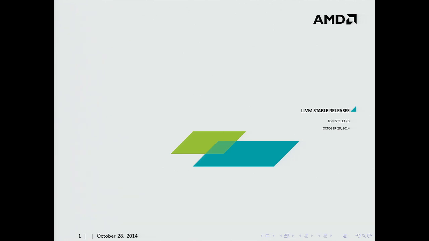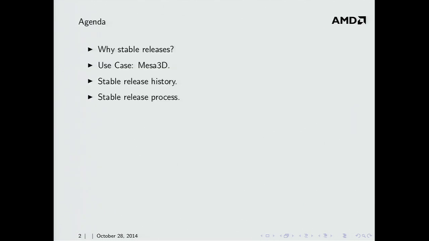So like you said, my name is Tom Stellar. I'm a software engineer at AMD. And today I'm just going to talk a little bit about stable releases in LLVM. First I'm going to talk a little bit about why we decided to start doing stable releases in the project. I'll go through a simple use case of one of the open source projects that really depends a lot on these stable releases. Then I'll go through a little bit of the stable release history, the process, what we're doing now, areas for improvement, and also ways that people can get involved if they're interested in helping.